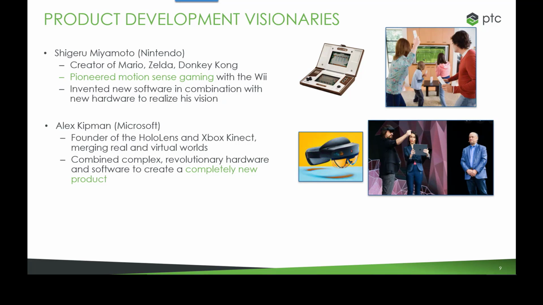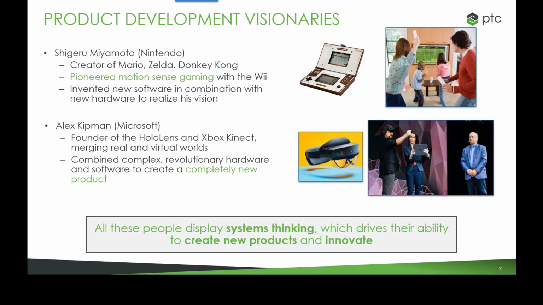He initially founded Xbox Kinect. So he took the next step from Miyamoto with motion sense gaming and perfected that with a new set of games. And that then led him to understanding the power of sensing the real world and leading to the HoloLens development. So something that we can draw from all of these people is that they display systems thinking. Throughout their career, they've combined and integrated new technologies to create new products. And this gives them the magic skills to innovate continually.